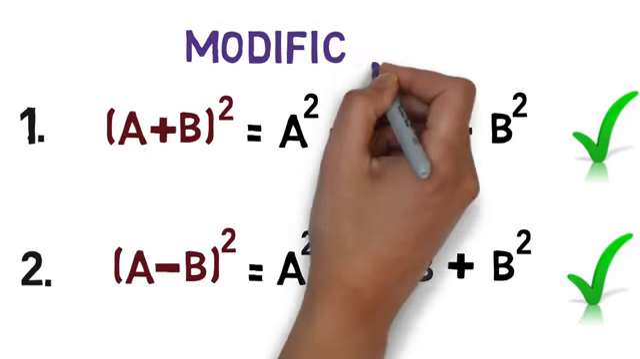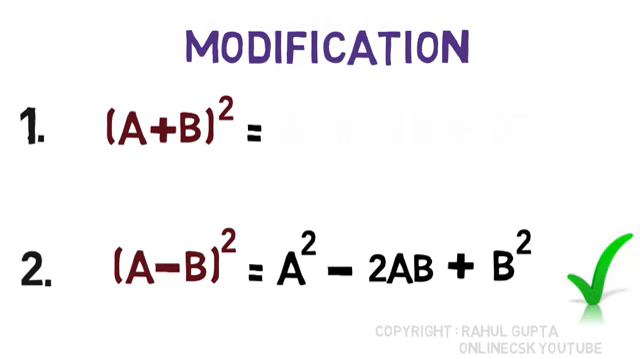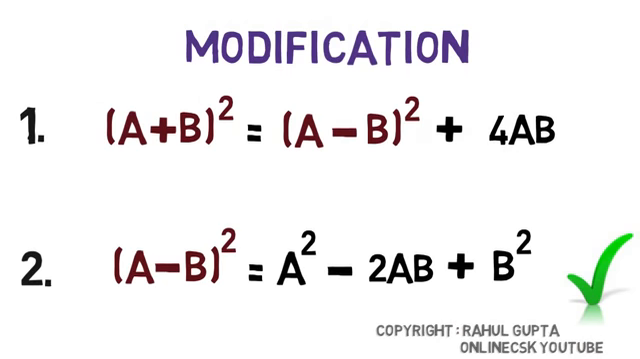Now let's try to modify the same formula which we had seen, which was A plus B whole square. If I try to write A plus B whole square is equal to A minus B whole square, now we need to do some modification in this so that this expression should be correct, right? Now if you look at the first part, A plus B whole square, which is equal to A square plus 2AB plus B square, right? Now the second part says A minus B whole square, which means A square minus 2AB plus B square. So if I simply add plus 4AB to the right hand side, this expression would be exactly equal to the left hand side, right?